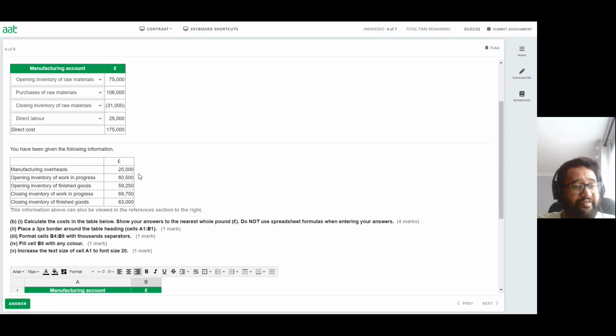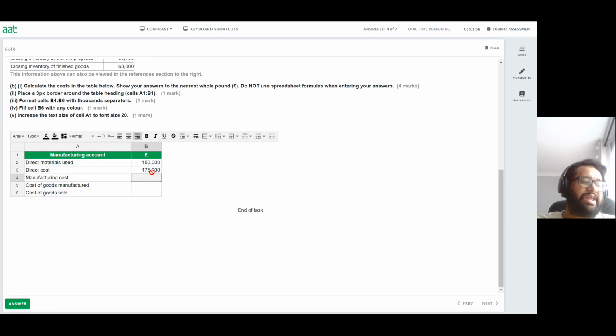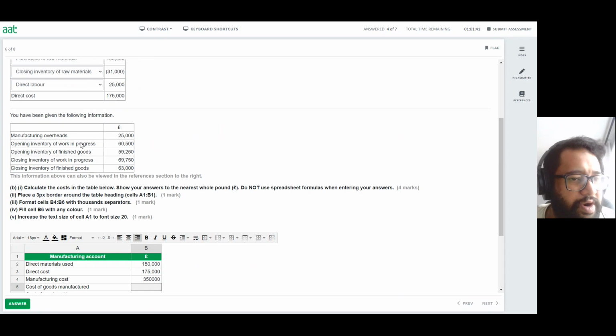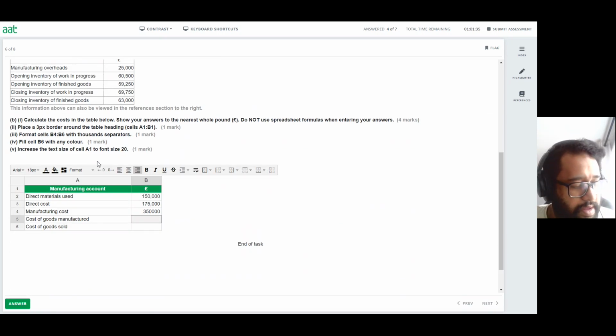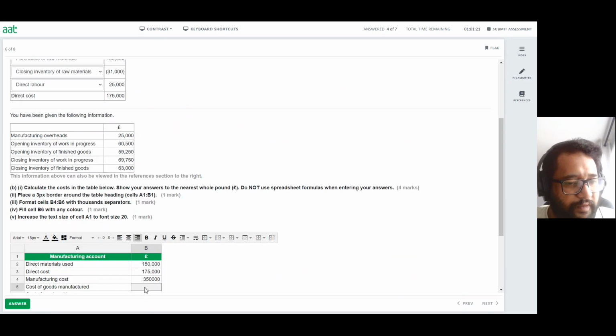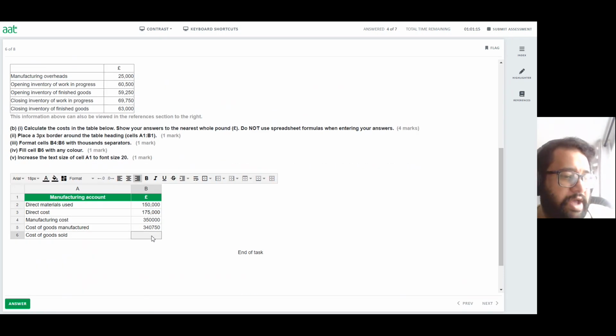We find the manufacturing overhead, £25,000, which we added to this. Once we added that, the amount is going to be £350,000. So if you notice that now, for the cost of goods manufactured, what we do is add the opening inventory of work in progress and take away the closing inventory of work in progress. So here, £350,000 plus the opening inventory of work in progress, 60,500, minus the closing inventory, 69,750, and that gives you 340,750. Okay, so we put the numbers first and then we can find the other answers later.